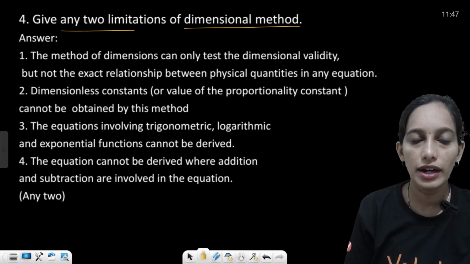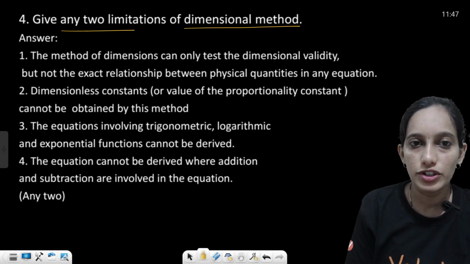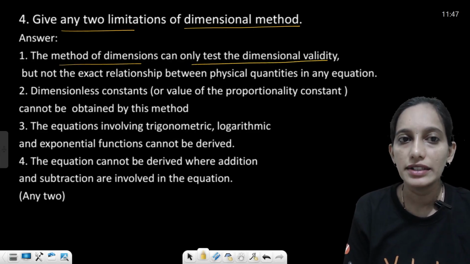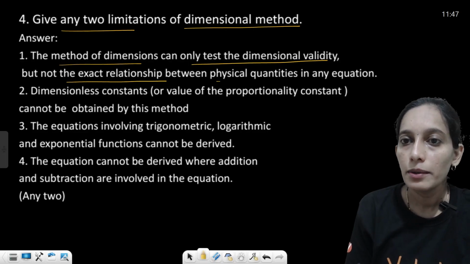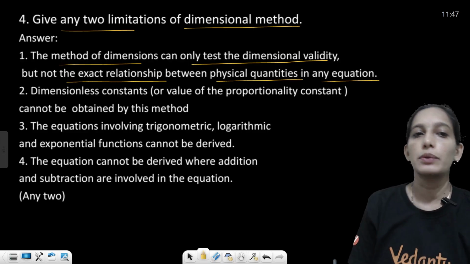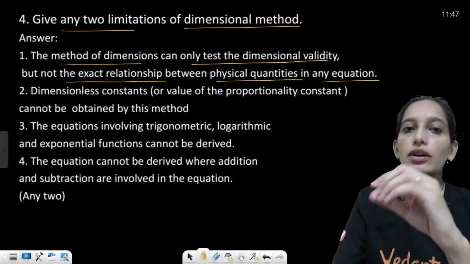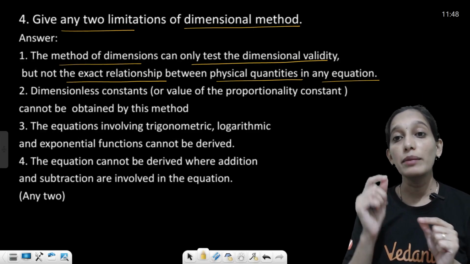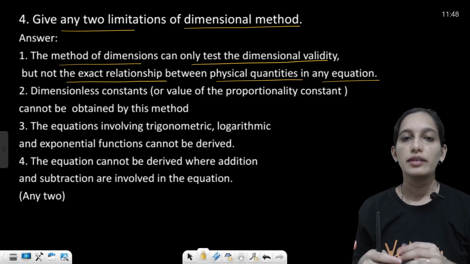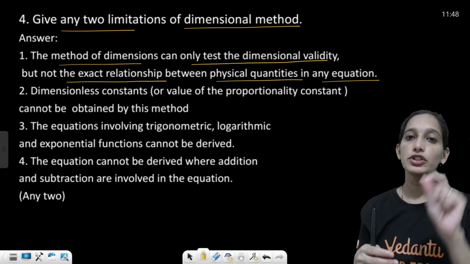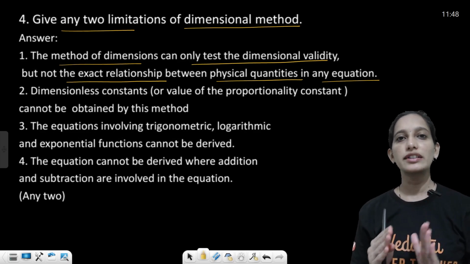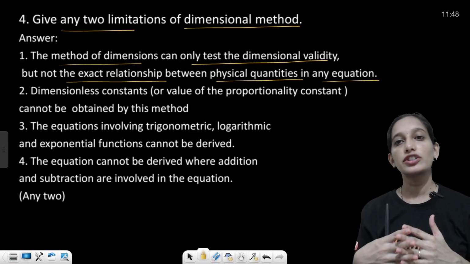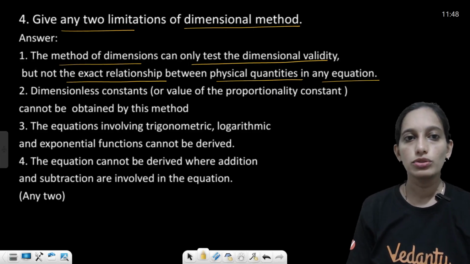So let us have a look at the limitations. One, we can mention that the method of dimensions can only test the dimensional validity, but not the exact relationship between physical quantities in any equation. By the dimensional method we can check only the dimensional consistency of an equation. But it is not going to tell us whether the equation is really correct or not. Only dimensionally it is correct we get from the dimensional analysis, but the actual relationship we are not going to get from that. Okay, so that is one point.